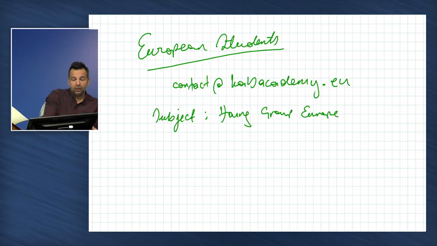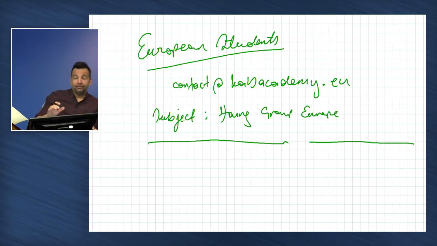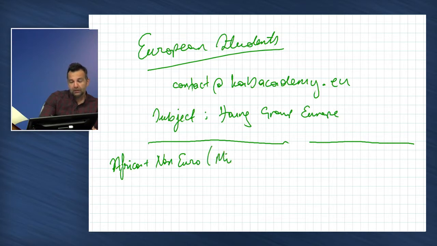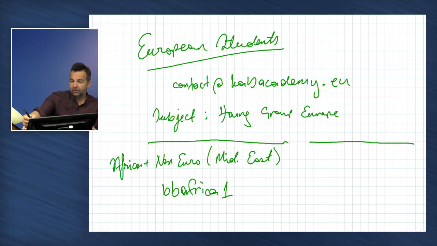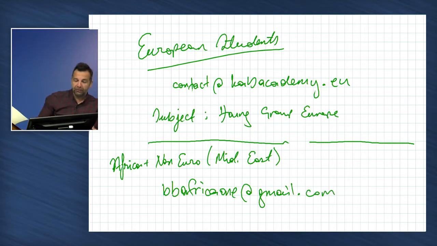Okay, subject, you can put Young Group Europe. And for the non-Europeans, for Africa, Middle East, that area. Non-European, meaning Middle East. It's BB Africa 1 at gmail.com. Spell it out: BB Africa 1 at gmail.com. Do we have a BB Africa email as well? No, just this one right here.